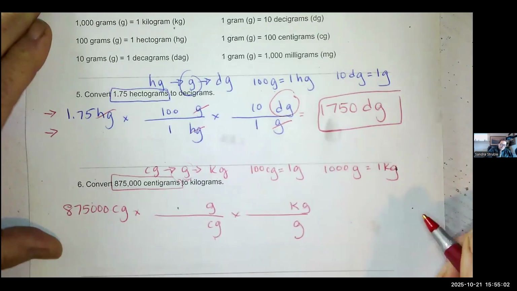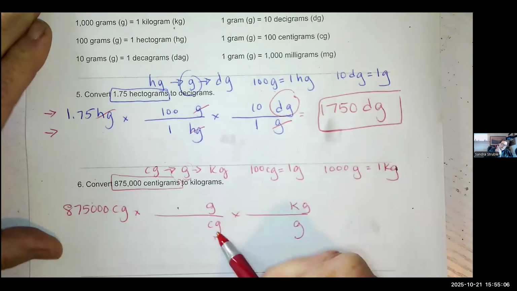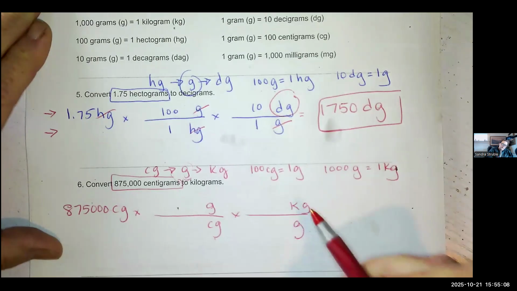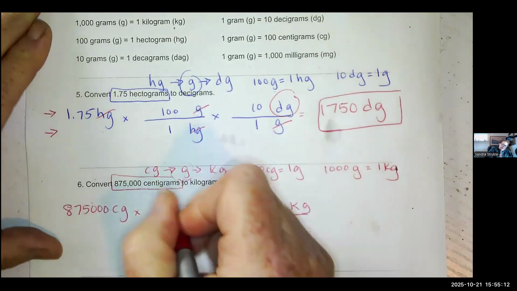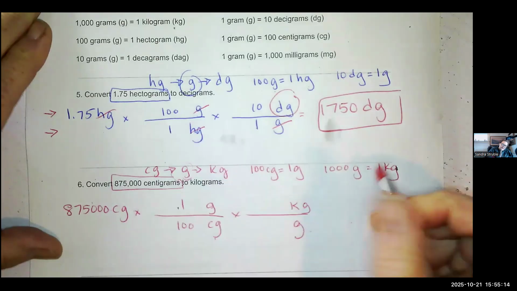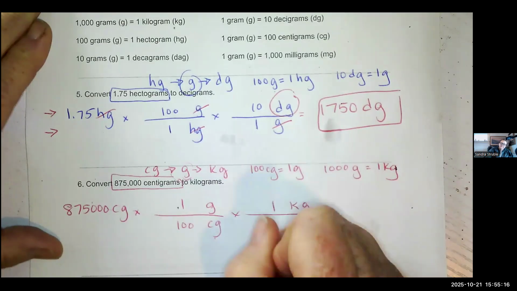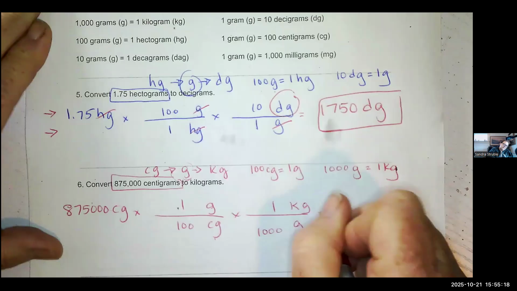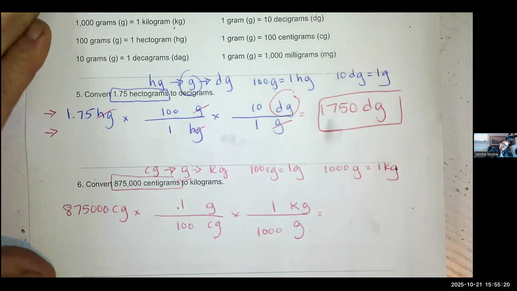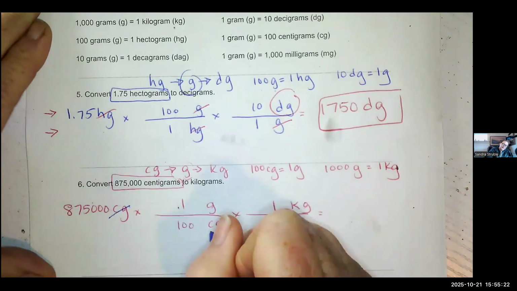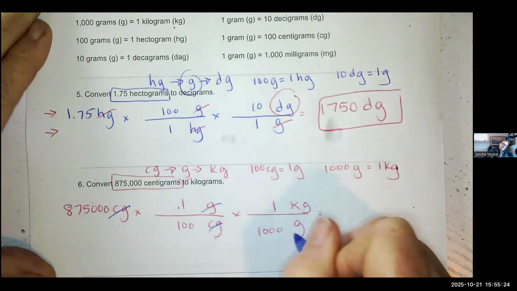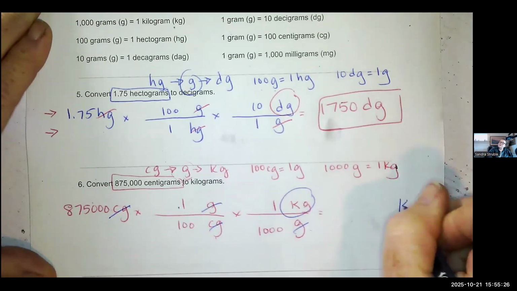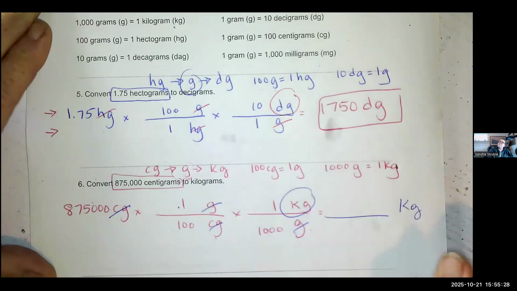All right, once you get these set up, kilogram, centigram, gram, left kilogram, sweet. Now I plug in my numbers. 1 gram is 100 centigrams, and 1 kilogram is 1,000 grams. Multiplying straight across. Kilograms are gone. Grams are gone. I'm left with kilograms. Sweet. I am going to have to divide on this one because there's numbers in the denominator other than 1.